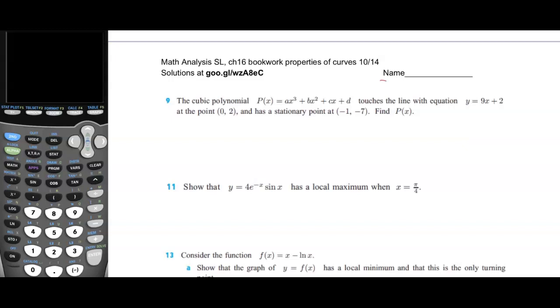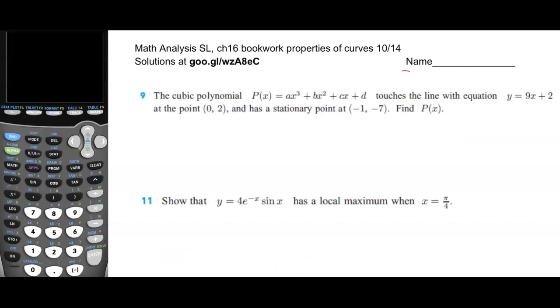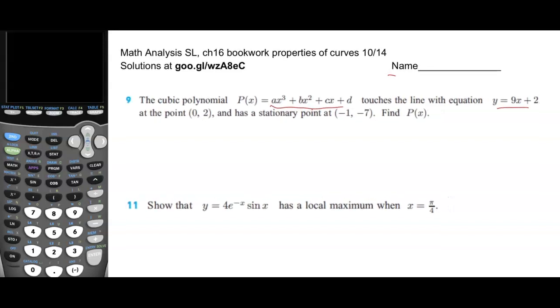Page 10 of Properties of Curves. Number 9. The cubic polynomial here touches the line with equation y equals 9x plus 2 at the point (0, 2) and has a stationary point at (-1, -7). Find the a, b, c values of this function.